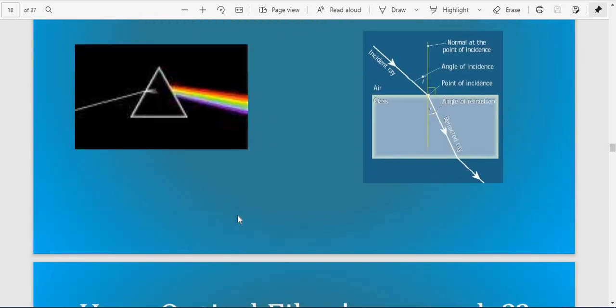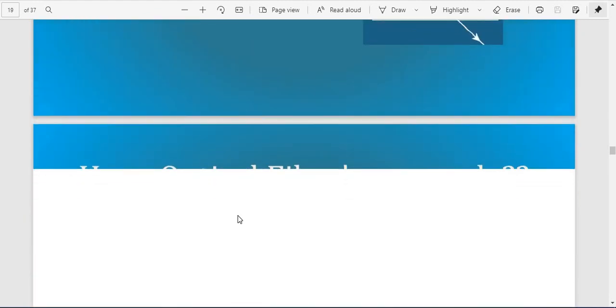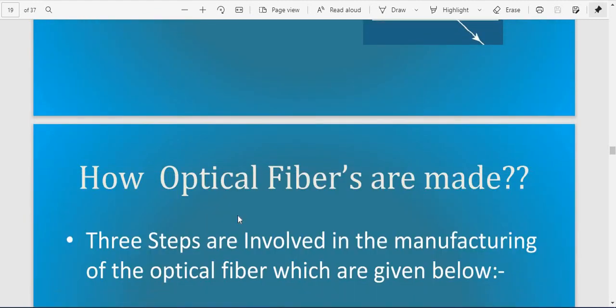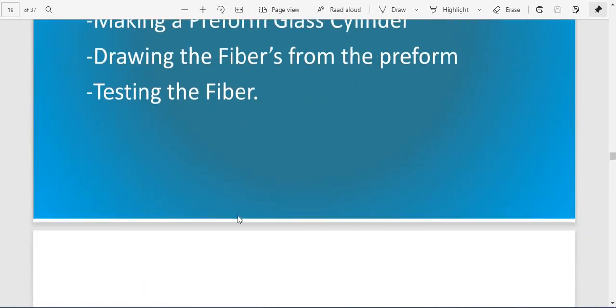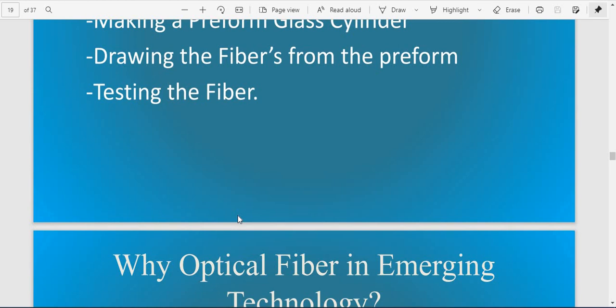Just a brief discussion about that. Then we are going to see how the optical fiber is made. Optical fibers can be made by considering three things. What are the three things? First, making the preform, a glass cylinder; second, drawing the fiber from the preform; and third, testing the fiber. These are the three steps which we use to design optical fiber for communication, right? So this is just a basic we do have.